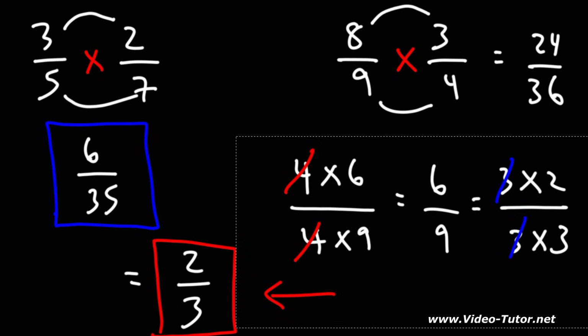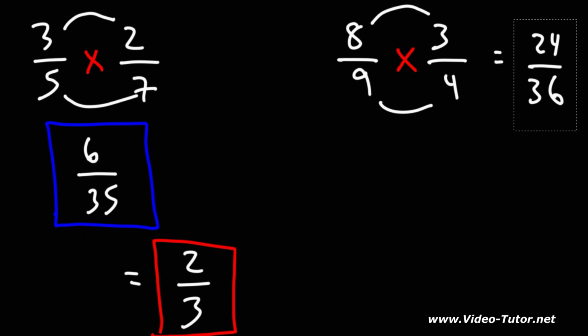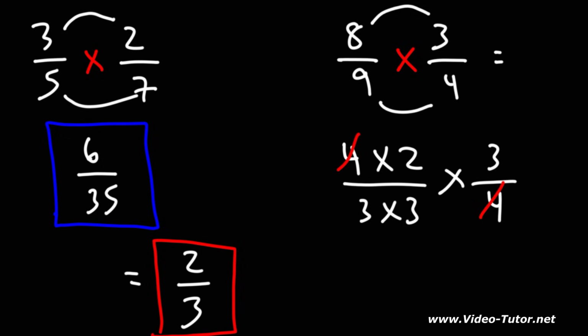Now something else that you can do. Before you multiply across, sometimes it's easier to simplify first. So for instance, 8, we can write that as 4 times 2. 9, we can write that as 3 times 3. In this case, notice that we could cancel a 4 right from the beginning, and we could cancel a 3. And so we're left over with 2 over 3, and that'll give us the answer.